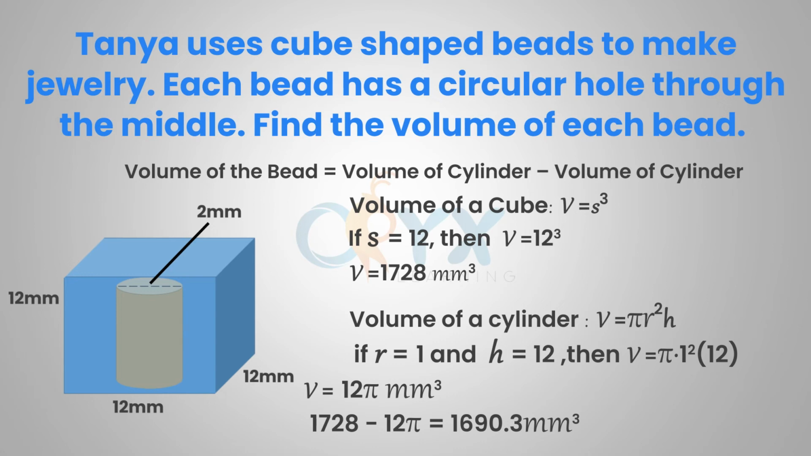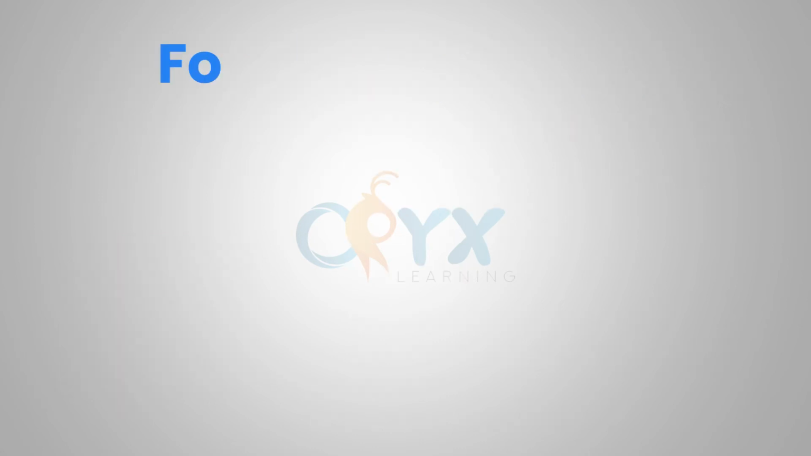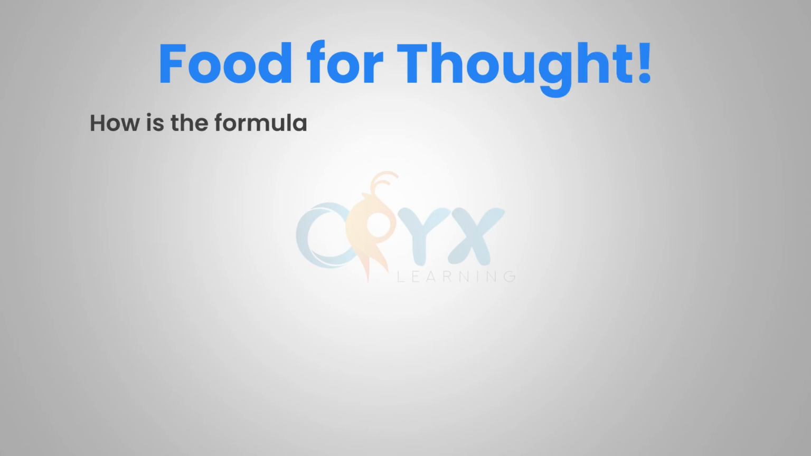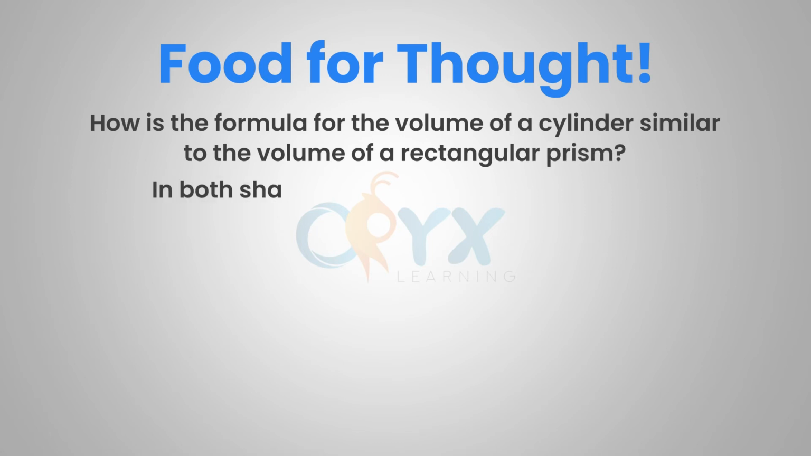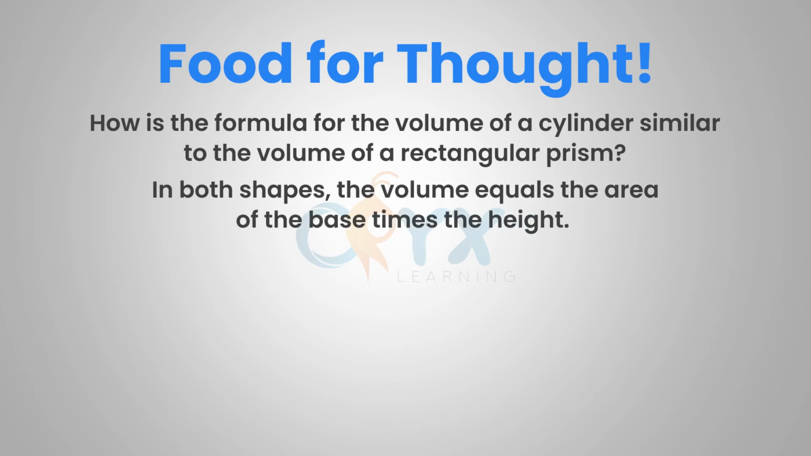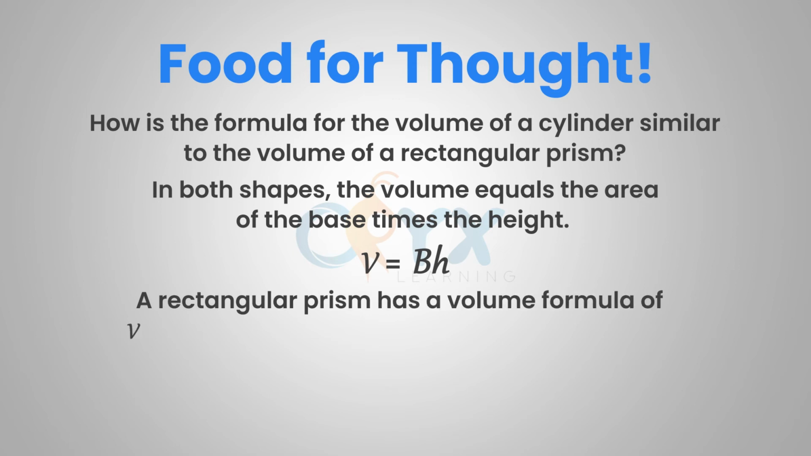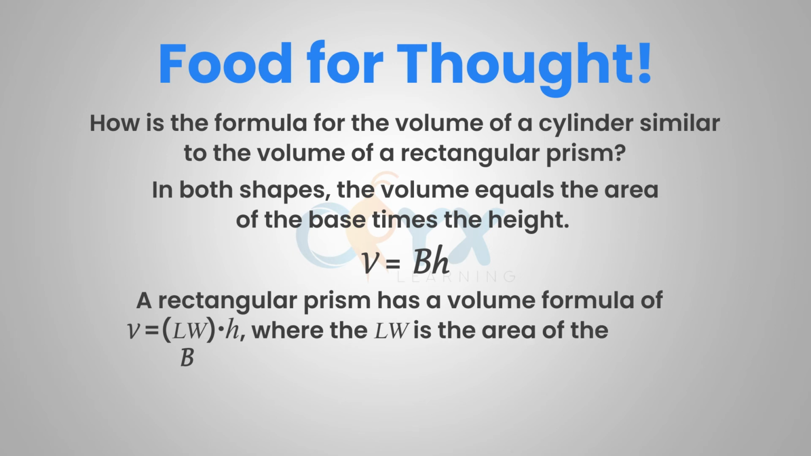So back to our original question. How is the formula for the volume of a cylinder similar to the volume of a rectangular prism? In both shapes, the volume equals the area of the base times the height. V equals B times H. A rectangular prism has a volume formula of V equals length times width times height, where the length times width is the area of the base.